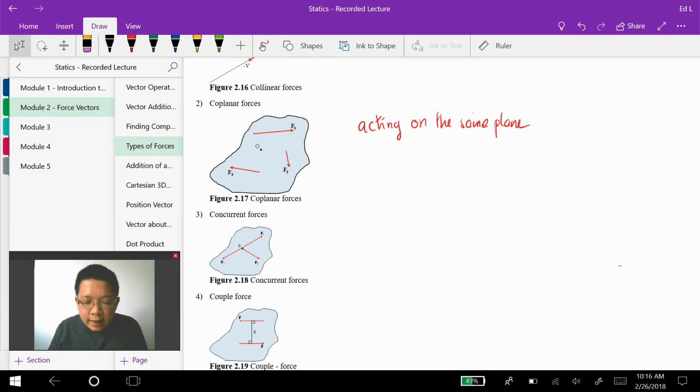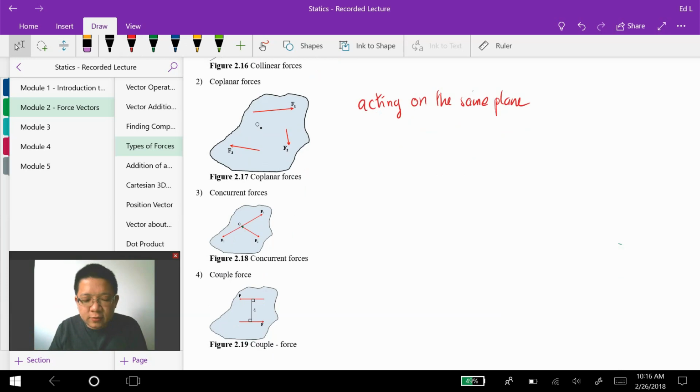The third type of force is what we call concurrent forces, and basically it is a specific case of coplanar forces in which all of the forces are acting from the same location. In this case, we have force F1, force F2, and force F3. They're acting on the same point, which is point O right there.